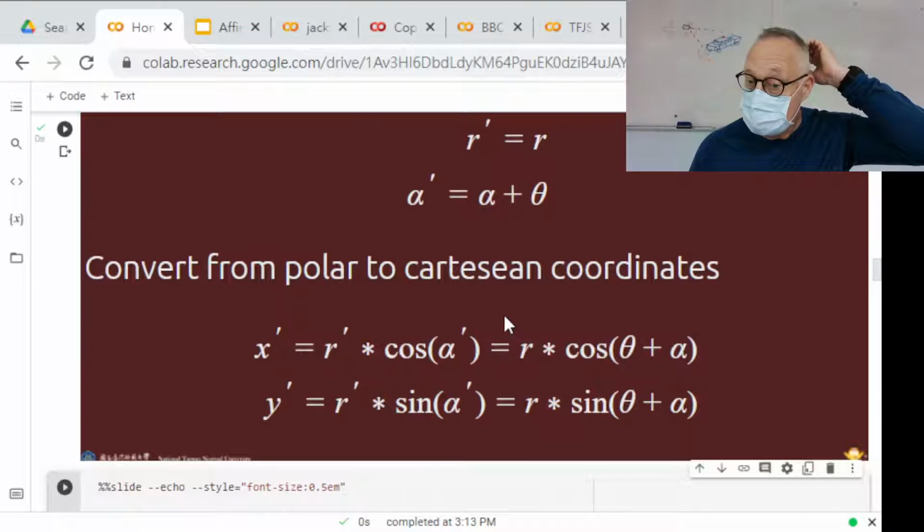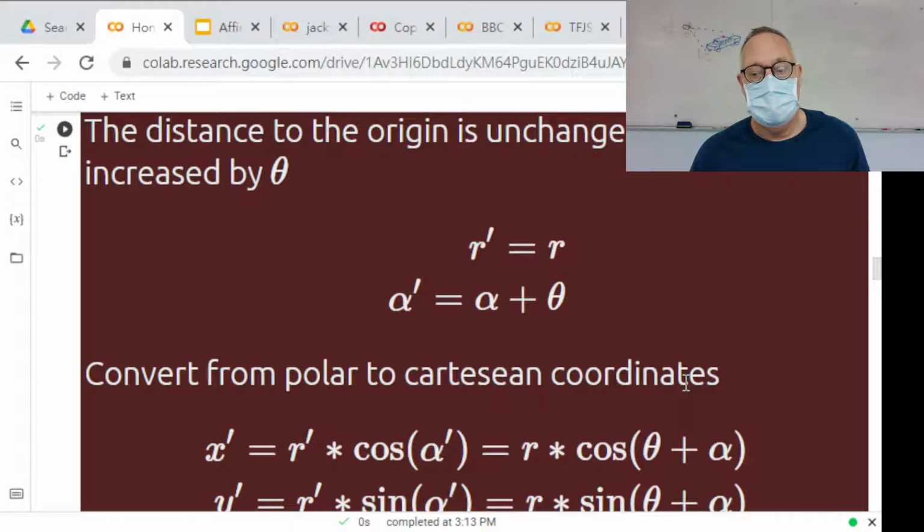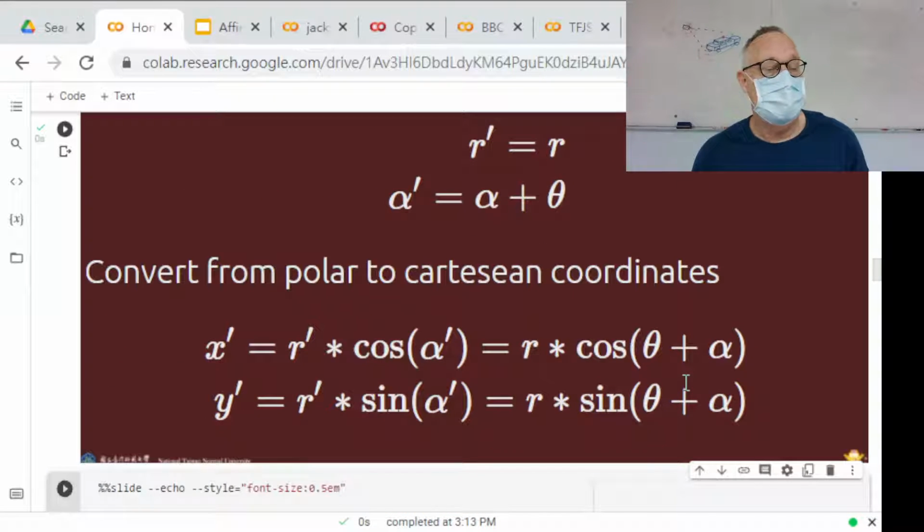So if I rotate the point, then in polar coordinates, R dash is unchanged, so it's R, and alpha dash is going to be alpha plus theta. And then we need to convert from the polar coordinates to Cartesian coordinates again, so that I can express it in terms of x dash and y dash.